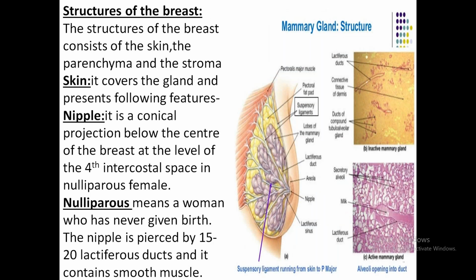Structures of the breast. The structures of the breast consist of the skin, the parenchyma, and the stroma. The skin covers the glands and presents the following features. Nipple. It is a conical projection below the center of the breast at the level of the fourth intercostal space in a nulliparous female. Nulliparous means a woman who has never given birth. The nipple is pierced by 15 to 20 lactiferous ducts. These are the lactiferous ducts, and they contain smooth muscle.